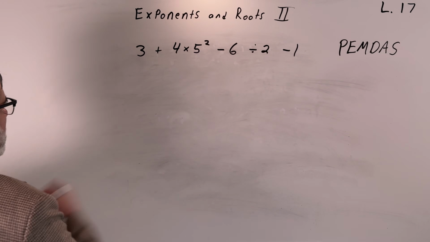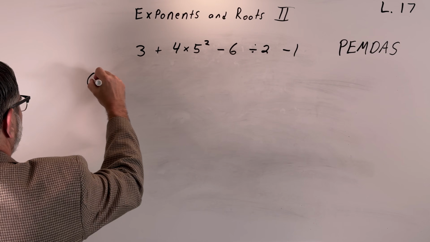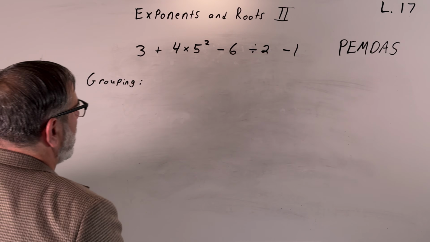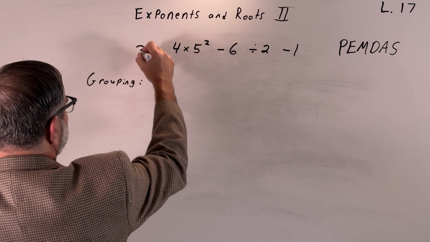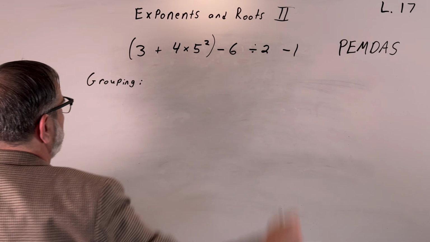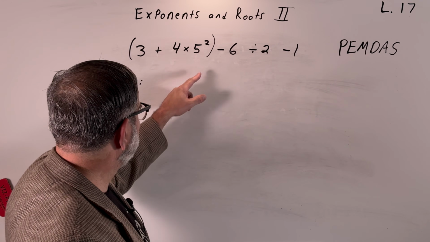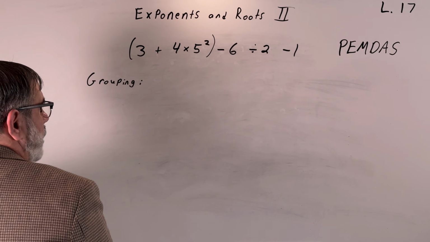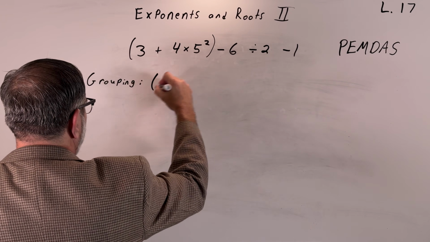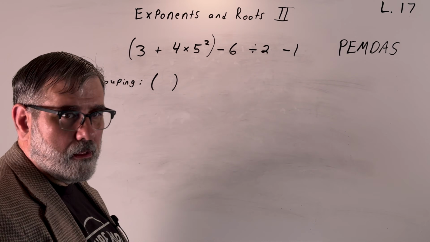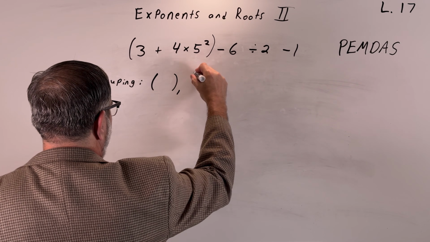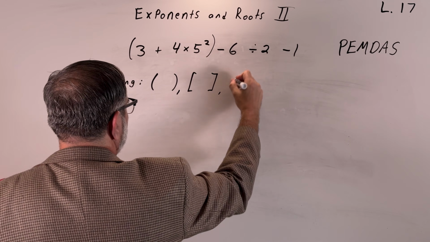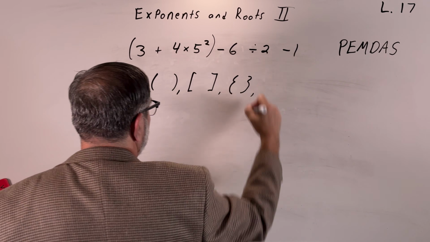The first thing is grouping. And I suppose if I wanted to, I could put some parentheses in here, so we at least have an example with parentheses. That would mean do everything in the parentheses first. So the types of grouping that you're looking for: parentheses. That's not the only way to group things. Sometimes you'll see brackets like this. And sometimes you'll see curly brackets.